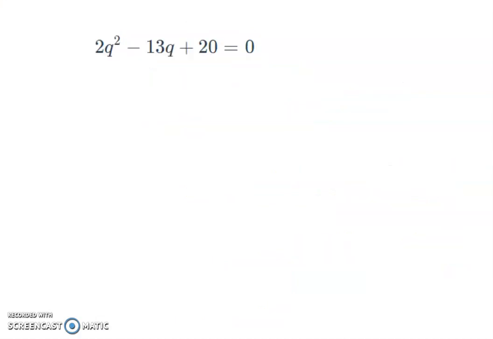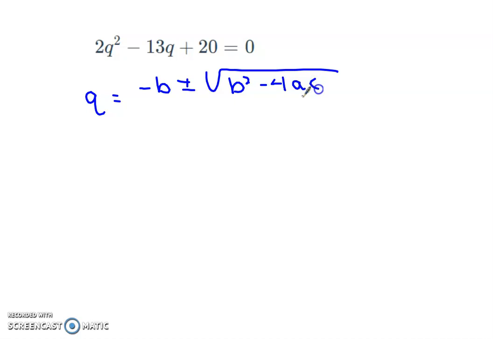Here's another one. Here's A, that's 2, B is negative 13, and C is 20. So we'll write down x equals negative B plus or minus the square root of B squared minus 4AC. You'll have this formula memorized when you use it enough. Okay, so there's the whole thing there. Okay, and now I'll start putting things in here.